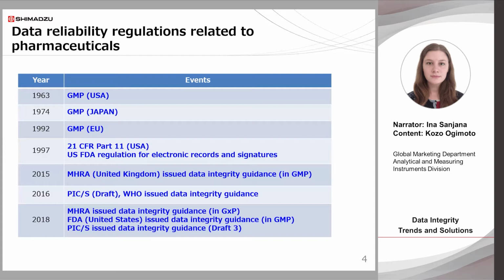Since 2015, each country's regulatory authorities have issued guidance on data integrity. The MHRA in the UK was the first authority in the world to issue DI guidance in the GMP field. Since then, the WHO, the PICS, and the US FDA have released their own guidelines on DI, and the UK's MHRA expanded its scope from GMP to GXP in 2018. Keeping this history in mind, let's move on to the current state of data integrity regulations.